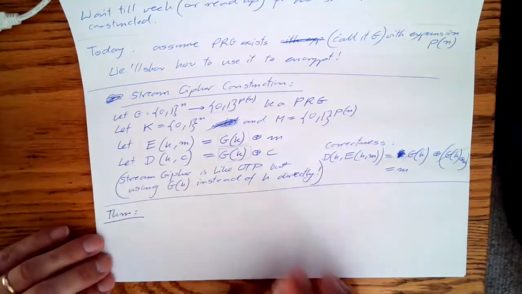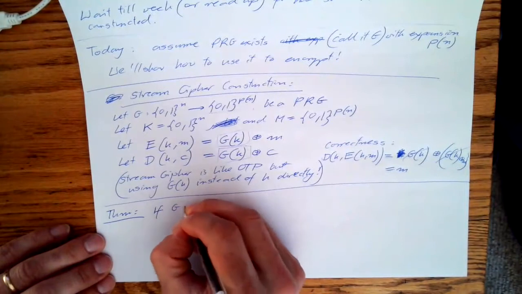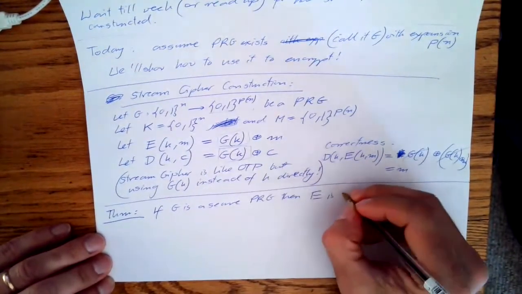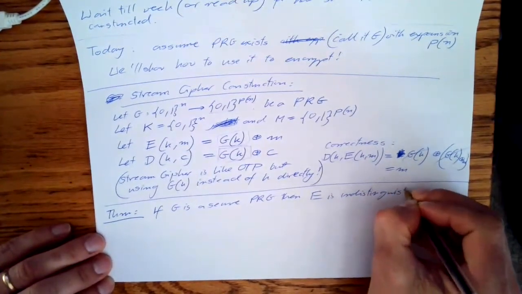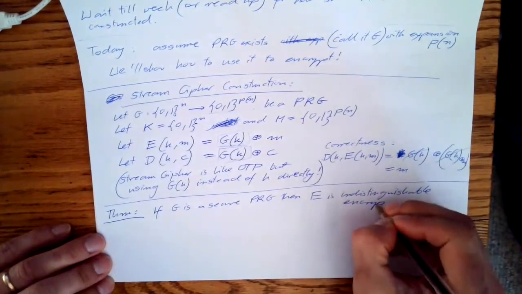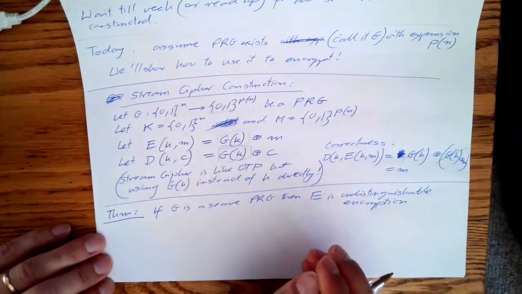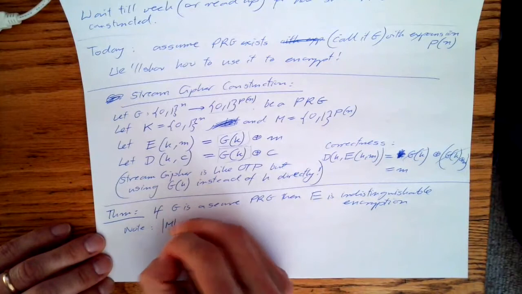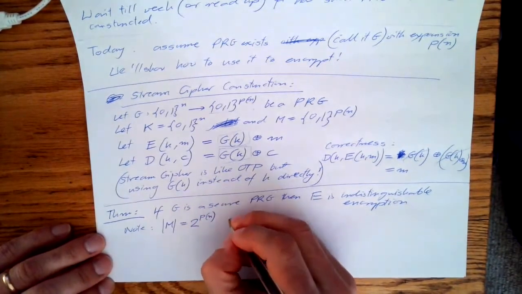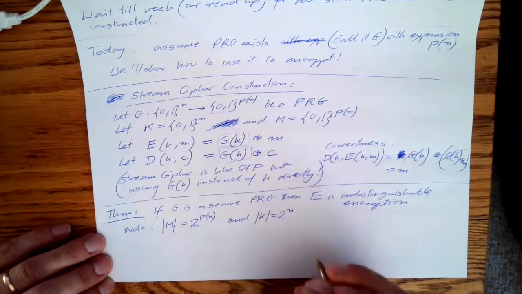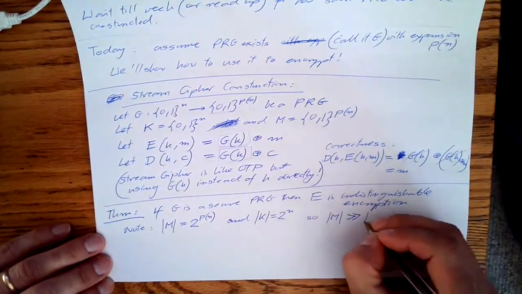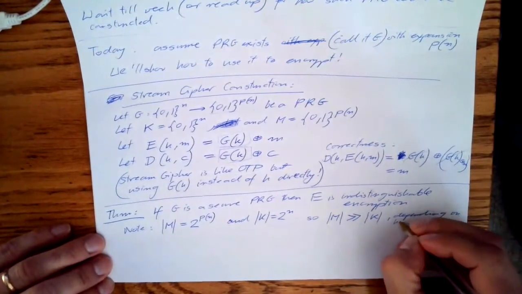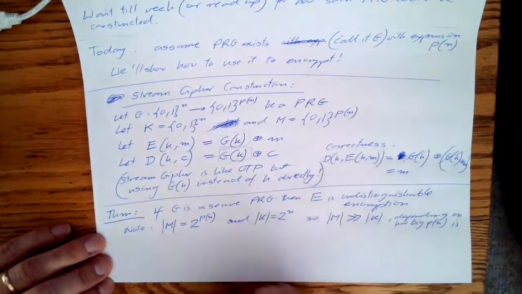Here is a theorem about it. If G is a secure PRG, then this encryption is an indistinguishable encryption. And note, the size of the message space is 2 to the p of n, and the size of the key space is 2 to the n. So the message space is much, much larger than the key space. How much larger depends on how big p of n is, right?